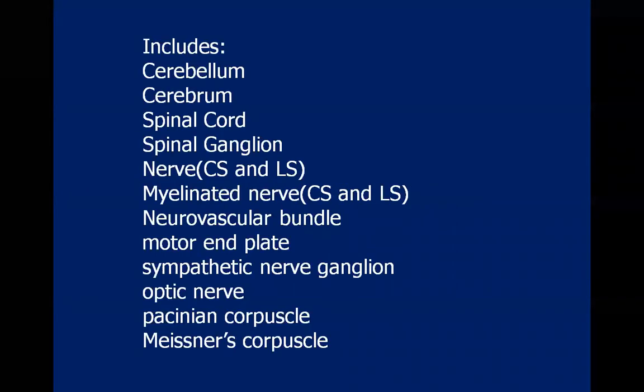Our topic for today would be on the central nervous system, and we are going to take on the following slides. We have the cerebellum, the cerebrum, the spinal cord, the spinal ganglion, the nerve in cross section and longitudinal sections, the neurovascular bundle, the motor end plate, the sympathetic nerve ganglion, which is similar to the spinal ganglion. We have the optic nerve, Pacinian corpuscle, and the Meissner's corpuscle.